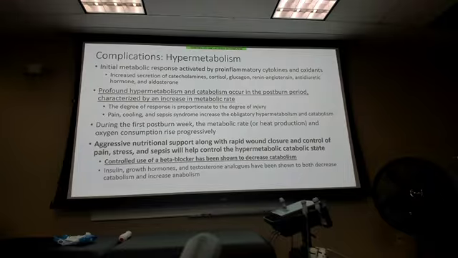Pain, cooling, sepsis syndromes increase their hypermetabolism. So they're going to be in pain, most likely. They're going to be hypothermic because they've lost their ability to thermoregulate. And if they become septic, their body is just not going to be able to handle it. So we need aggressive nutritional support. As soon as we can close those wounds with those grafts, they're going to be better. If we can help control the pain, deal with sepsis and hopefully prevent sepsis, we can really help control this state.